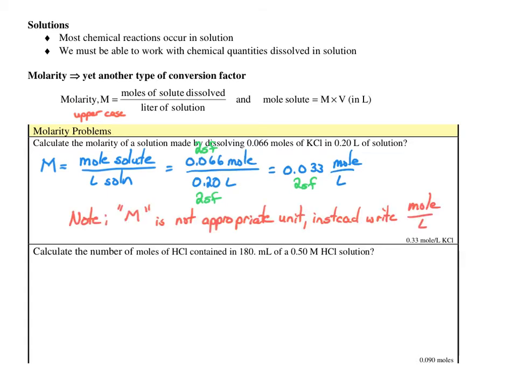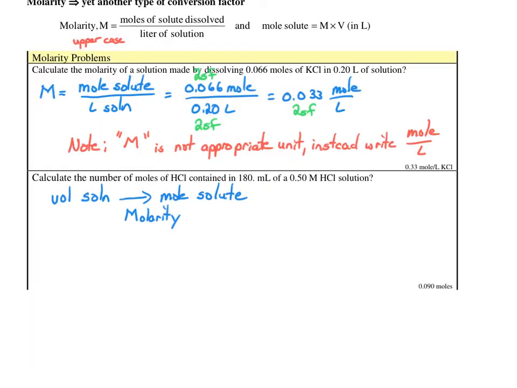A word of caution, uppercase M is not an appropriate unit. I will encourage you instead to write moles per liter. Molarity is very, very useful in chemistry precisely because it allows us to essentially measure the amount of solute we have by measuring the volume of solution.